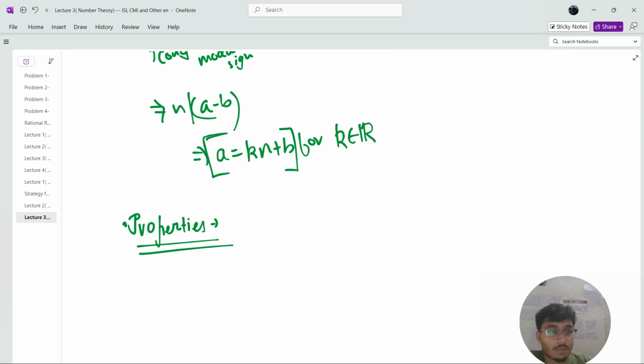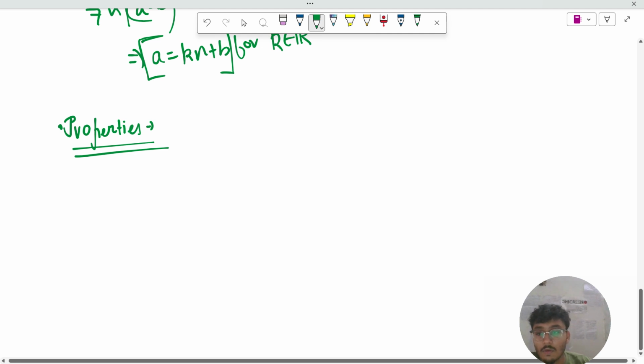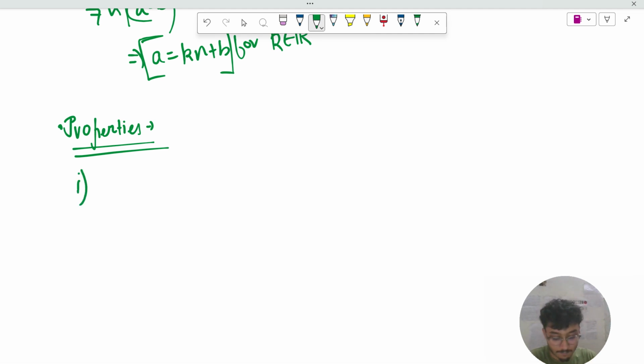So next come my properties. This is my property number one. What does it say? Even if you don't understand congruence, just try to understand congruence in the form of the division algorithm and it will be super easy for you. So A is congruent to A modulo n.